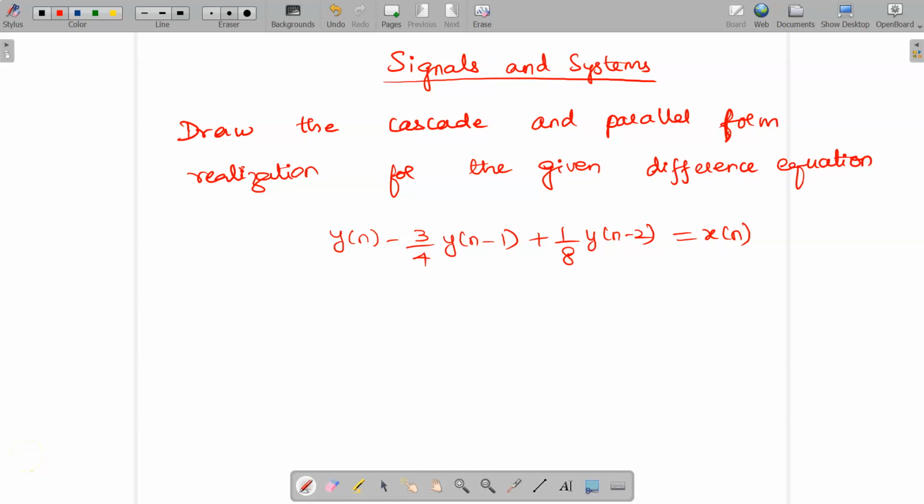Today we are going to discuss the cascade and parallel form realization for the given difference equation. This topic comes under block diagram representation. Block diagram representation gives a pictorial representation of the given system. This is the equation they have given: y of n minus 3 by 4 y of n minus 1 plus 1 by 8 y of n minus 2 is equal to x of n.